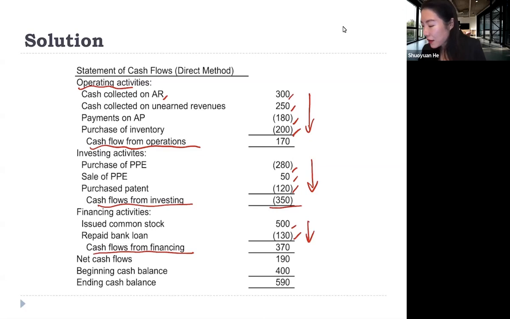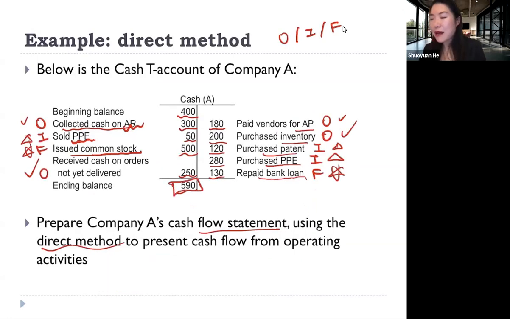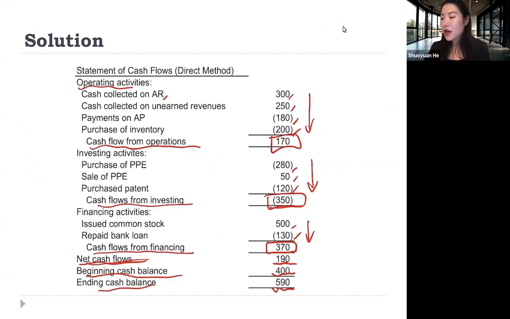And then if you add up these three numbers, that will give you your net cash flow. Your beginning cash balance is 400, and your net cash flow is a positive number, positive 190. So your ending cash balance should be 590, which should be this number. So this is a direct method cash flow statement.